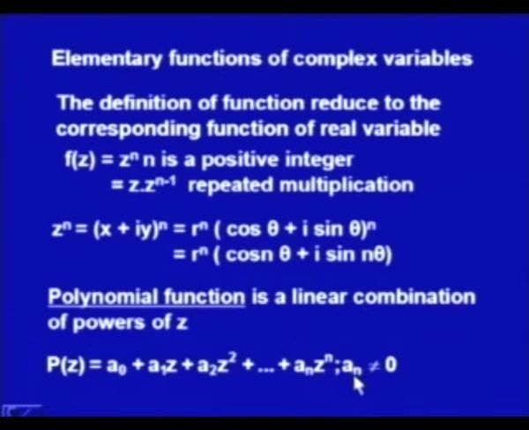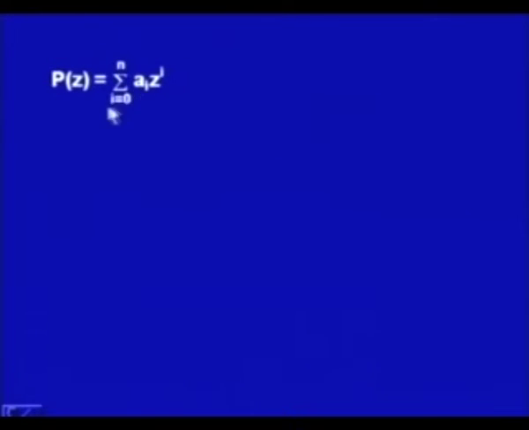Here it is noticed that a_n is not equal to 0. By this I mean to say that this is a polynomial of degree n. If a_n is equal to 0, then this polynomial will be of lower degree. In short, we write the polynomial p(z) as summation i equals 0 to n of a_i z^i, and this i will take values from 0 to n.